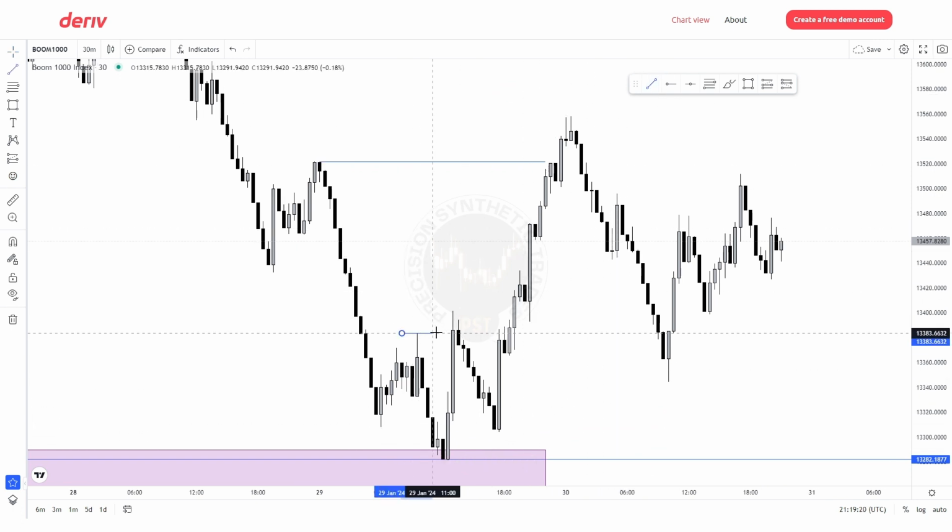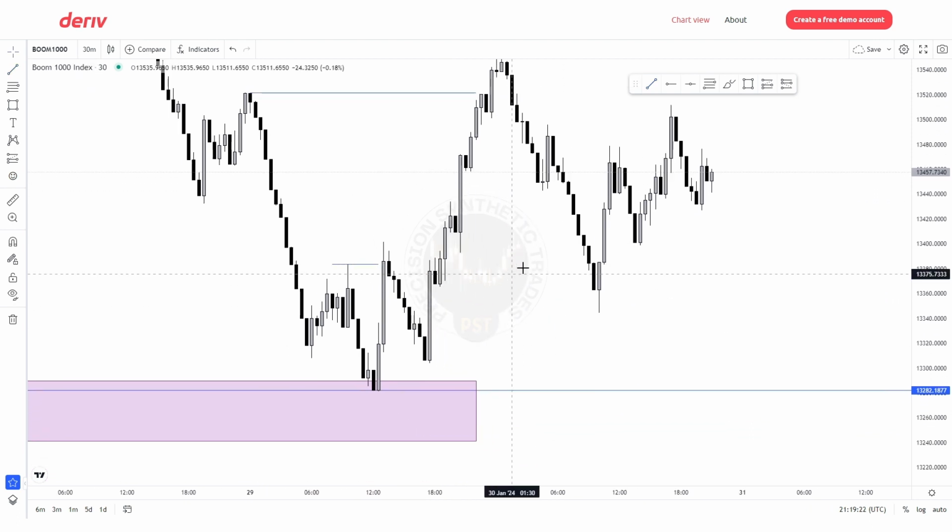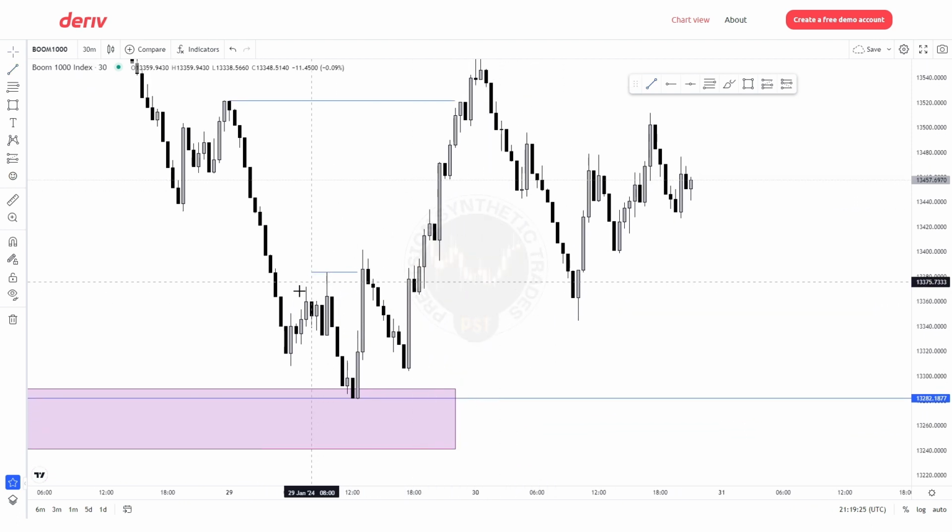Okay, price broke this high here. Remember, you are analyzing, you're not entering. Okay, price broke this high here, came back down. If you wanted to take an early entry, a little bit of a riskier trade, but you can do it.